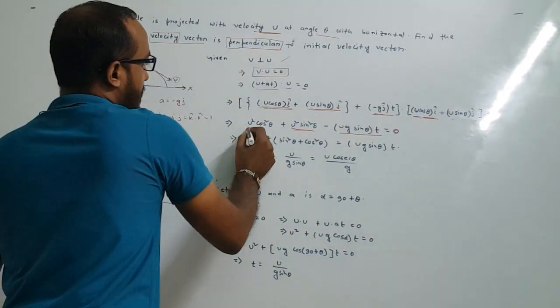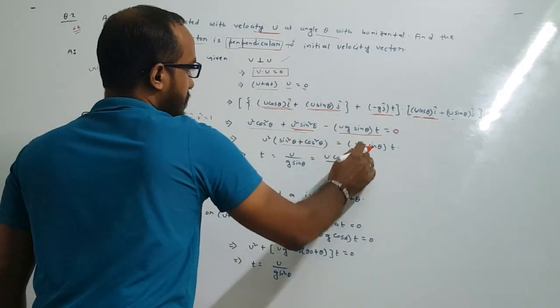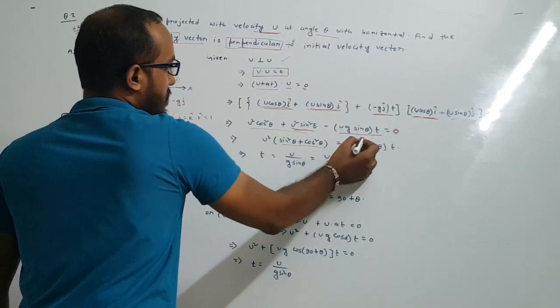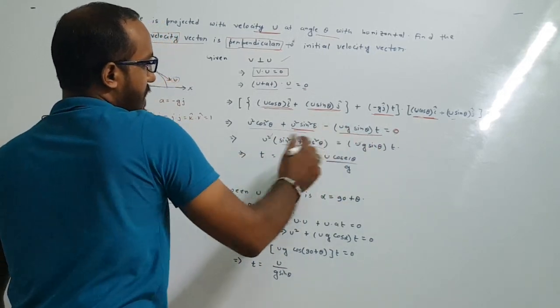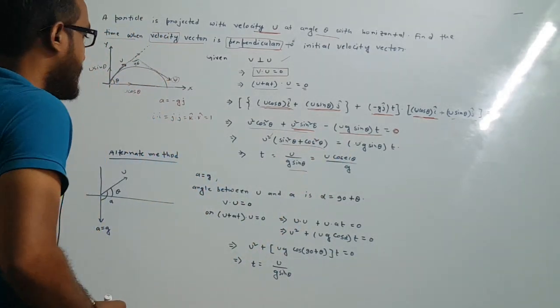Now see, take u square common: sin square theta plus cos square theta equals 1. This is ug sin theta t. Now t would be, cancel one u from both sides, so u by g sin theta, or you can say u cosec theta by g.